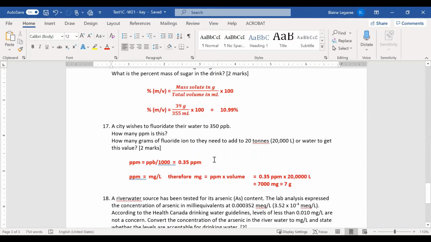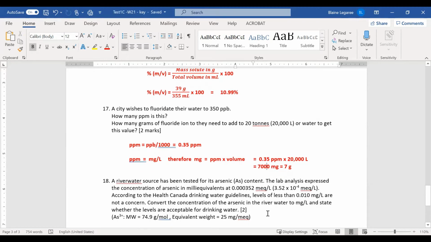Number 17. So 2 parts of this. First is converting parts per billion to parts per million. This is a conversion factor. You divide your parts per billion by 1,000 and get 0.35. And of course, parts per million are milligrams per liter. So we can rearrange this formula and we get milligrams is equal to the parts per million times the volume. So 0.35 times 20,000 liters, that should say 20,000, is equal to 7,000 milligrams, which you divide by 1,000 to get 7 grams. I think some people messed up the conversion between milligrams and grams, believe it or not.